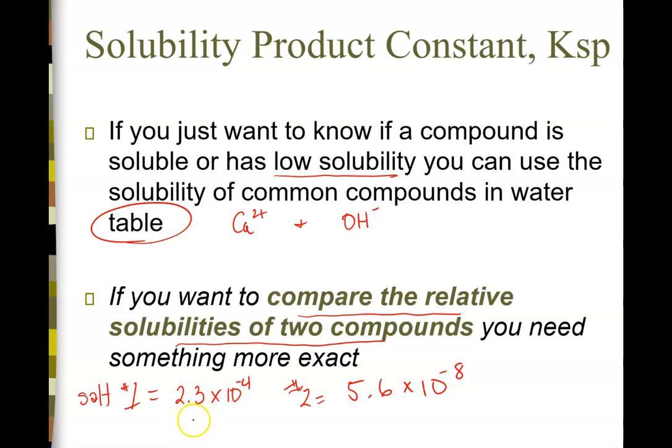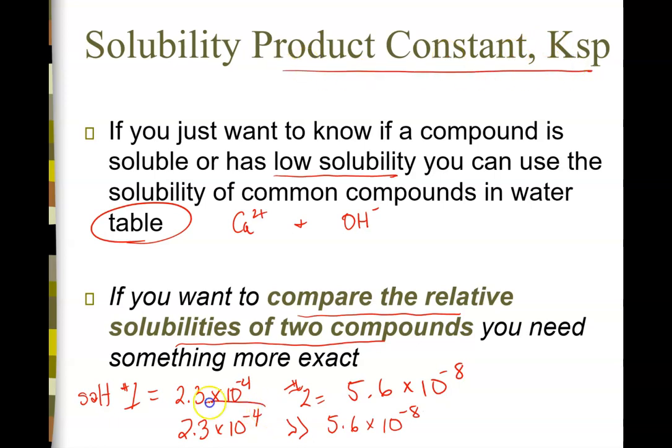Well, if you thought about this, 2.3 times 10 to the minus 4 is much greater than 5.6 times 10 to the negative 8, since they are products of their ion concentration. If this number is greater than this number, it means that there's more ions in solution, and therefore it's more soluble, right?